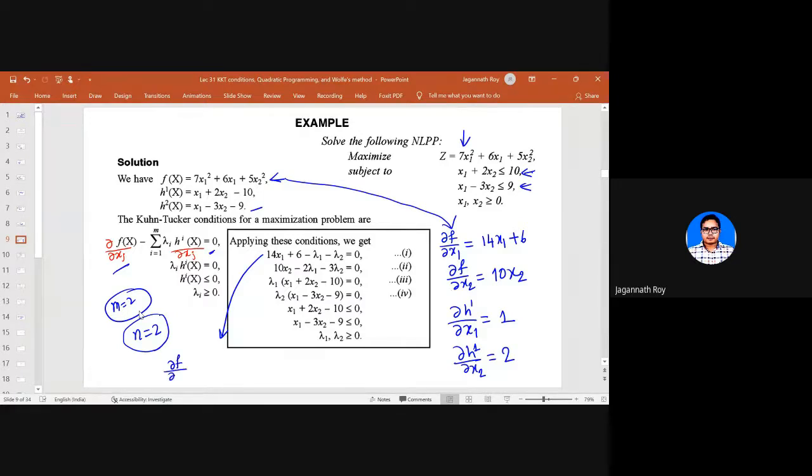del f del x1 minus lambda 1 times del h1 del x1 plus, not plus, let us write minus lambda 2 del h1 del x2, and this is 0.